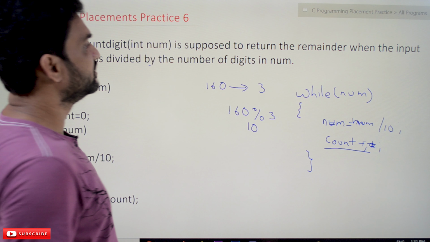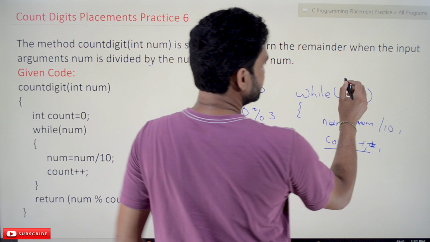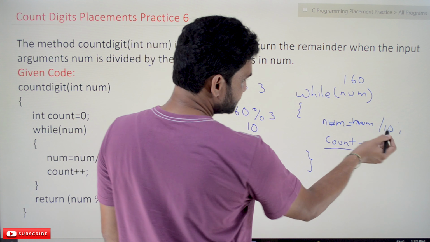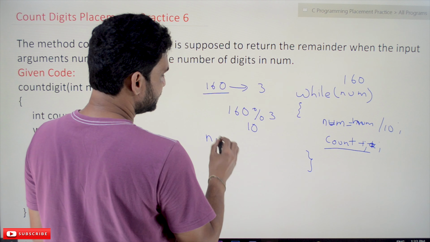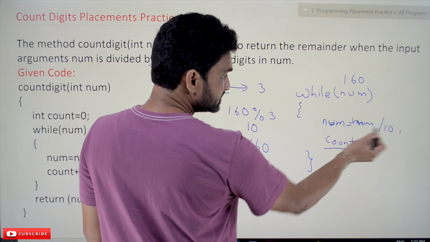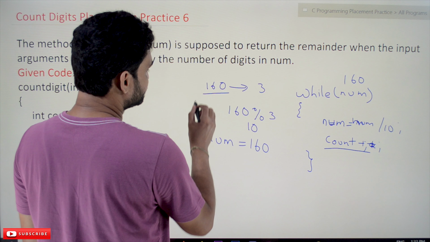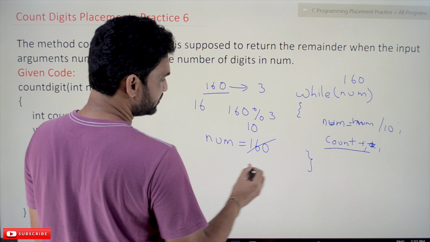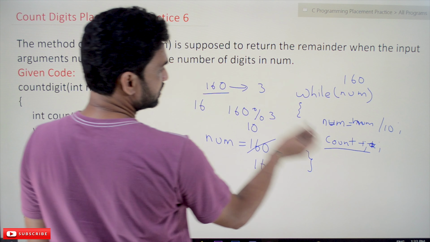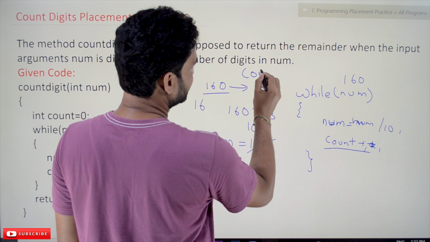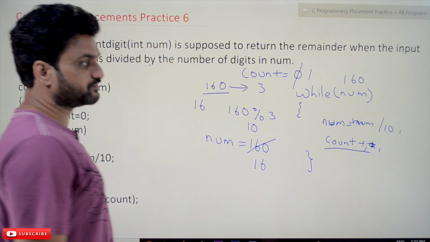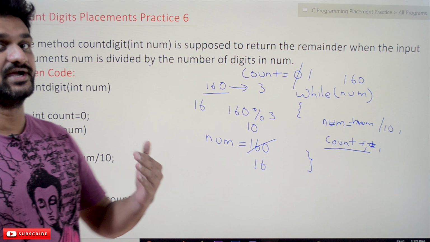So how will this while loop work with our example 160? Initially num is equal to 160. Now num is equal to num divided by 10, so 160 by 10 is 16, and the new value of num is 16. Count is incremented with count plus plus. Initially we take count as 0, so now it has been incremented to 1, meaning one digit has been identified.